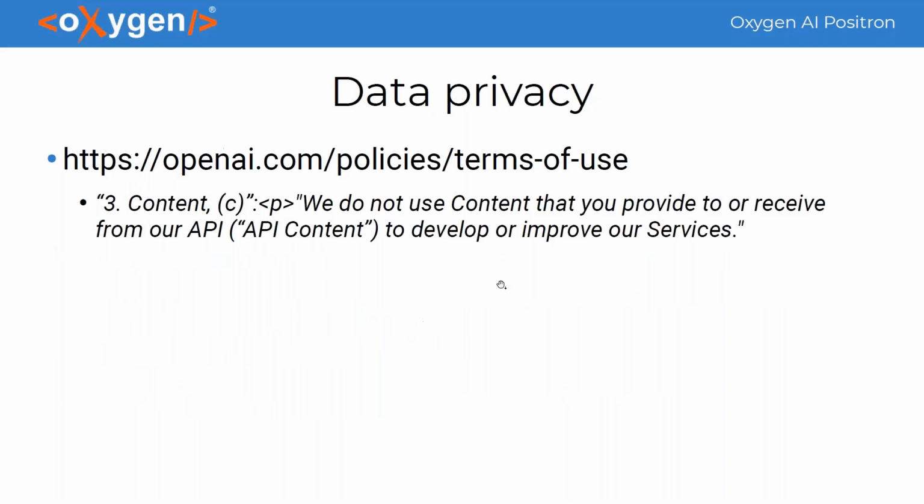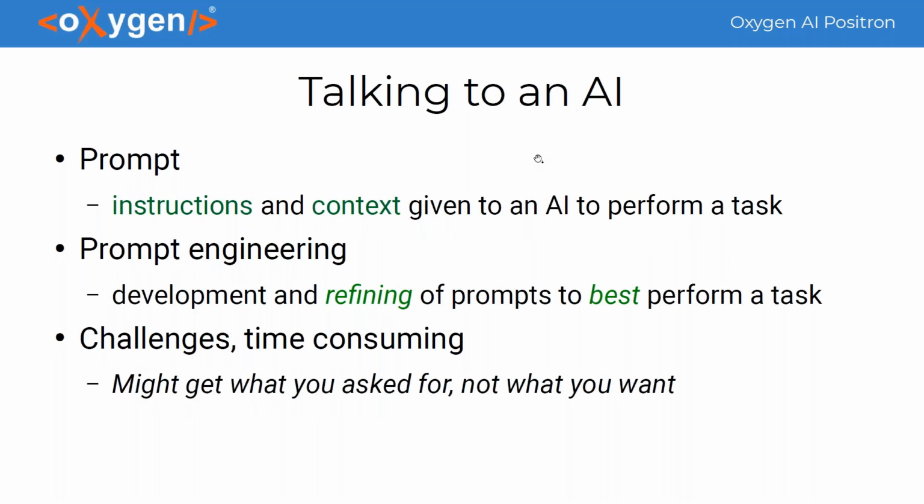So, talking to an AI. First, let's talk about a few concepts. A prompt represents a set of instructions and context that you give to an AI to perform a task. This is how you interact with an AI model. And prompt engineering refers to the development and refining of prompts to best perform a specific task.